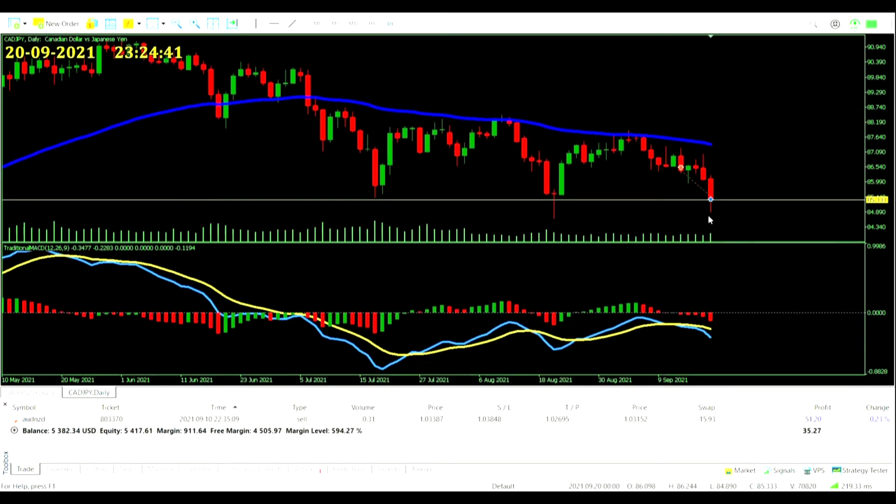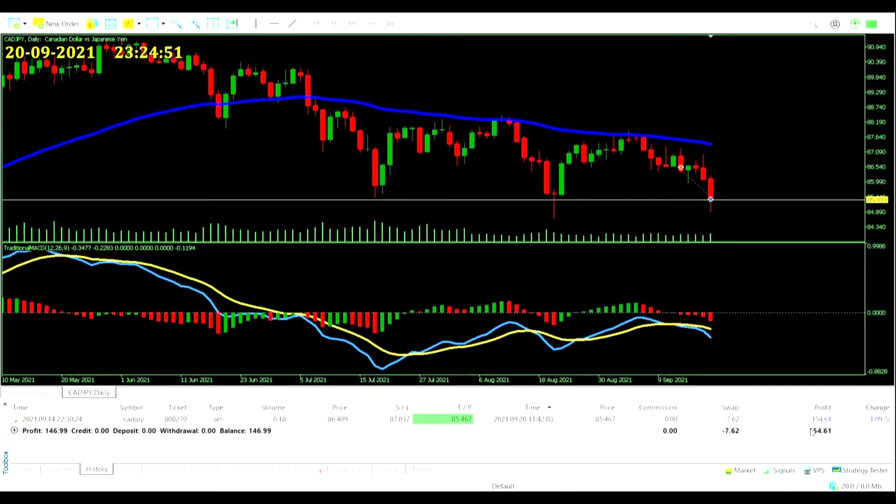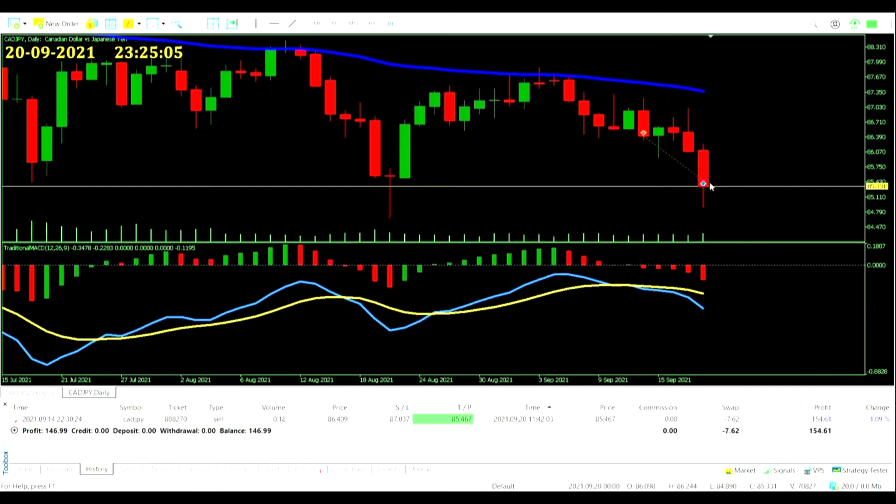Day 16 on the charts. First off, we got ourselves a winning trade here. The CAD yen has triggered. Let's have a look at the history. $154.61 after taking off the swap. That is $146.99. And you can see there the trade. It even went quite a bit further in the daytime. It is Canada's federal election today, so likely a good bit of downward volatility from that helped us out.